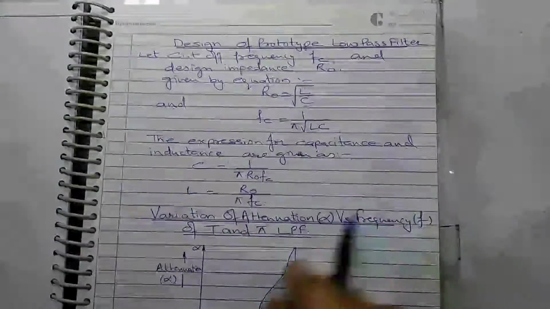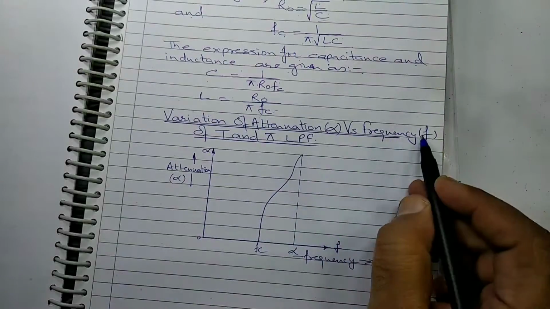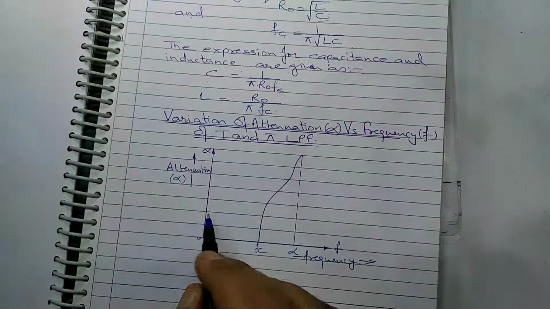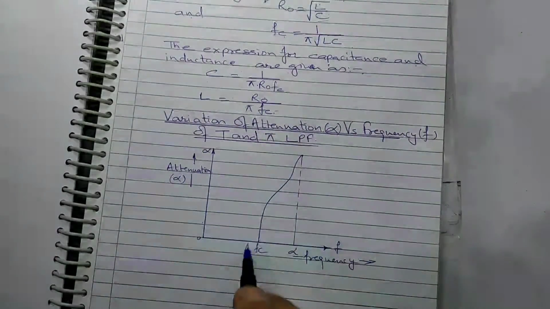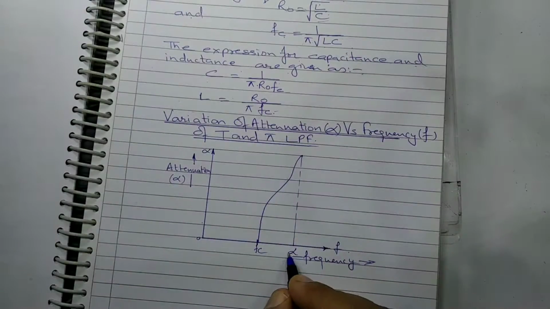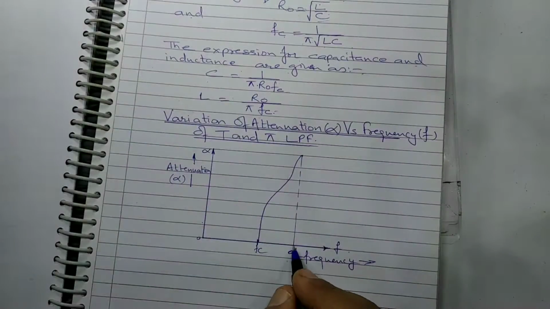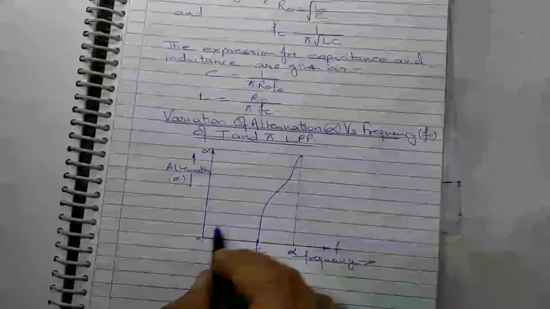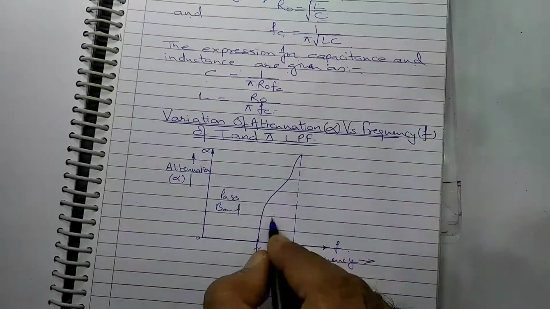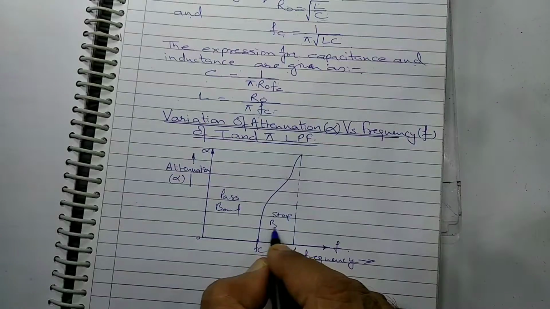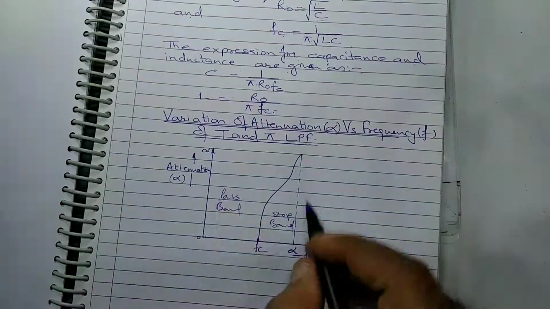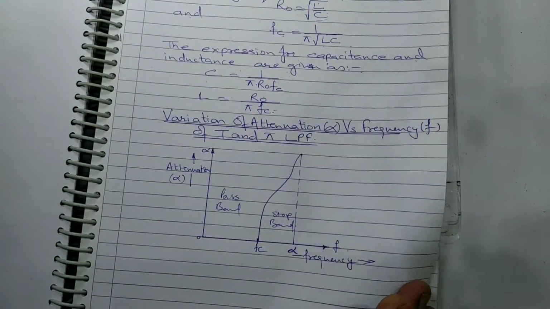So the variation of attenuation alpha versus frequency f of the T and pi low pass filter is given by this. This is attenuation alpha and this is frequency. FC is the cutoff frequency. This is the pass band and this is the stop band. So this shows the variation of attenuation versus frequency.